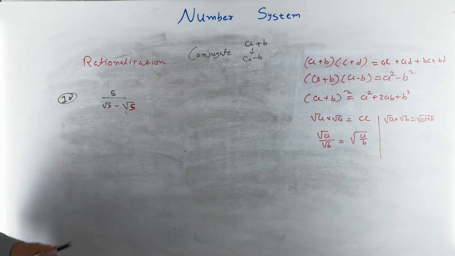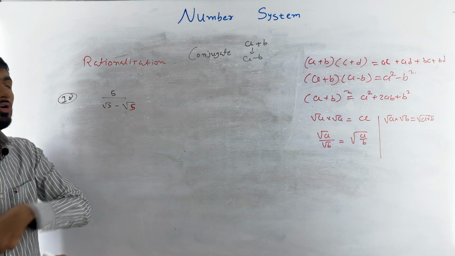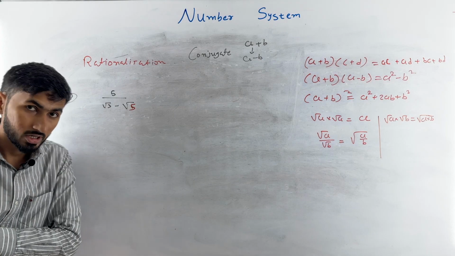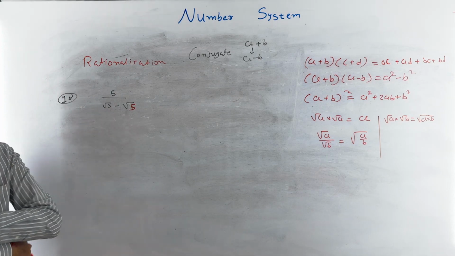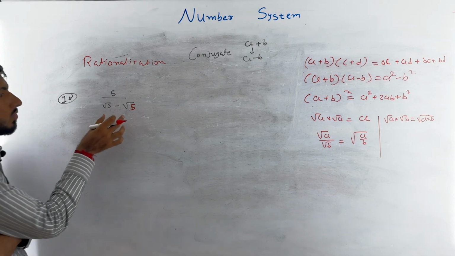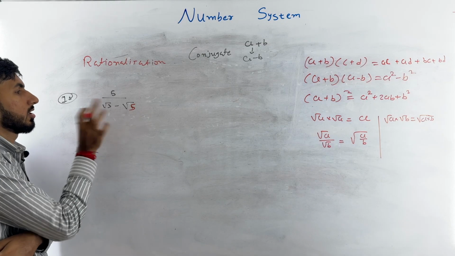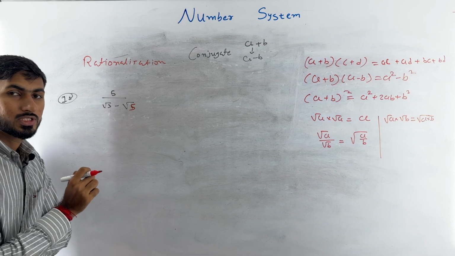Now here you don't have to focus on the numerator, you just have to focus on the denominator. I want to rationalize this number. What will I do? Here I have a binomial. Don't be afraid when both the numbers are irrational.